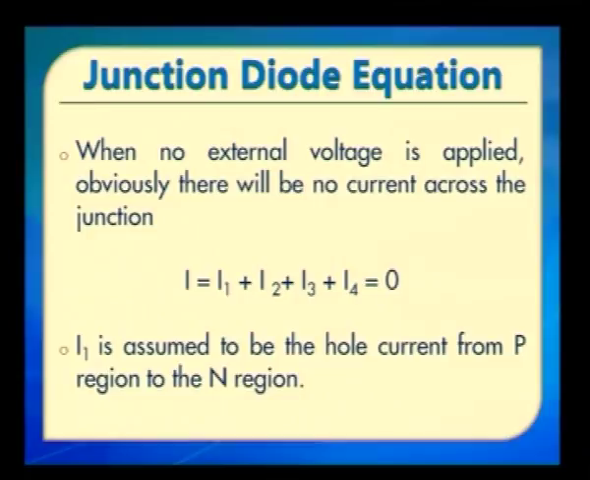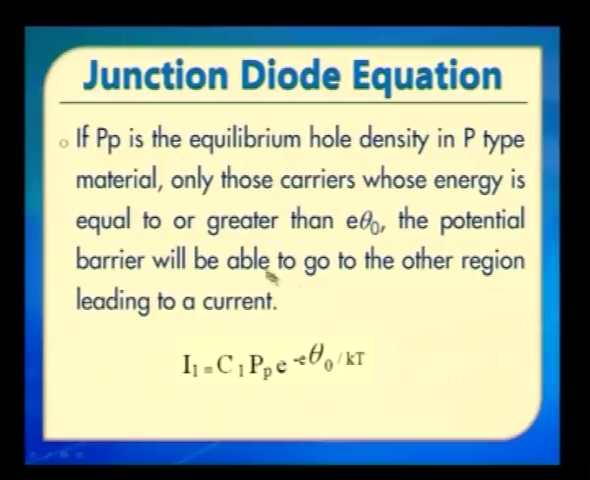So, the electrons on the N region will go to the P side, the P region, that is I2. So, I2 is the majority carrier current. If Pp is the equilibrium hole density in the p type material, only those carriers whose energy is equal to or greater than E theta naught, only those will go to the other side.